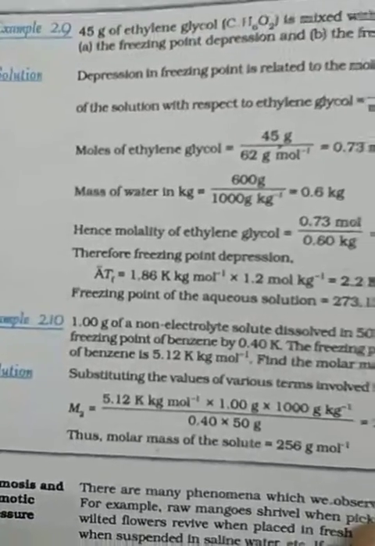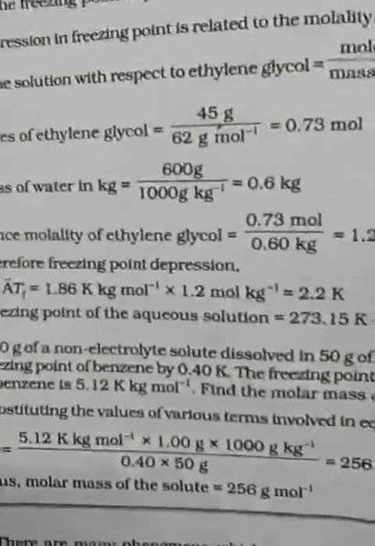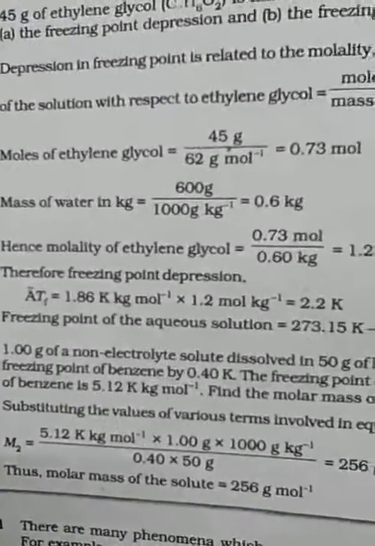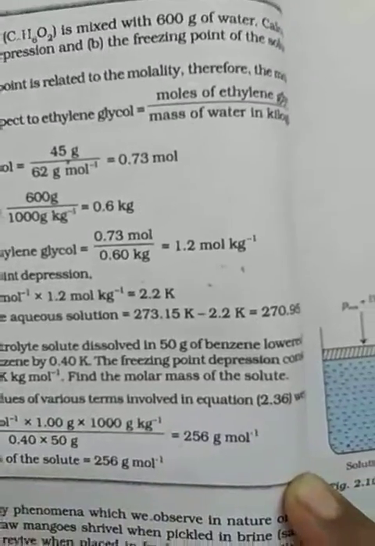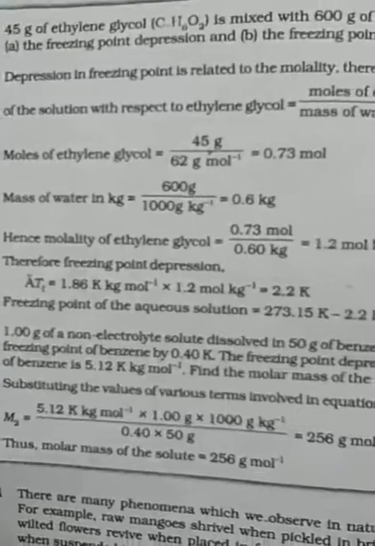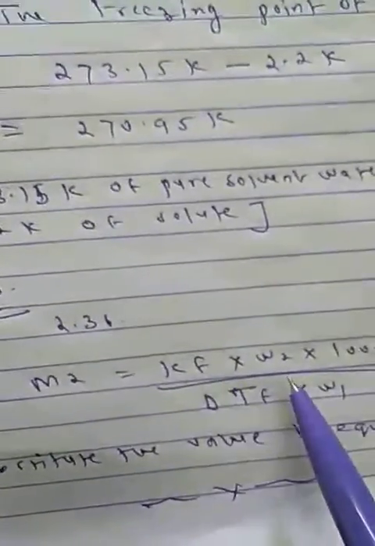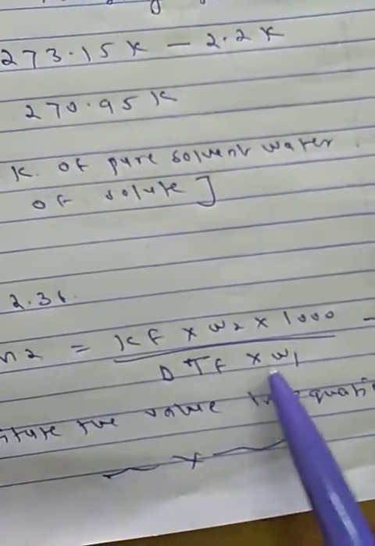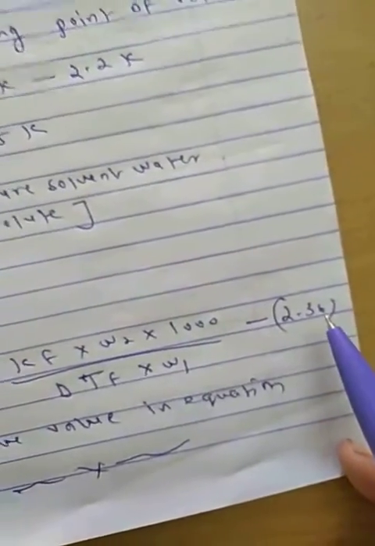Now we are going to do our next example, example 2.10. 1 gram of a non-electrolyte solute dissolved in 50 gram of benzene lowered the freezing point of benzene by 0.40 K. The freezing point depression constant of benzene is given. Find the molar mass of the solute. Now the molar mass of the solute equation: M2 is equal to Kf into W2 into 1000 upon delta Tf into W1, equation 2.36.